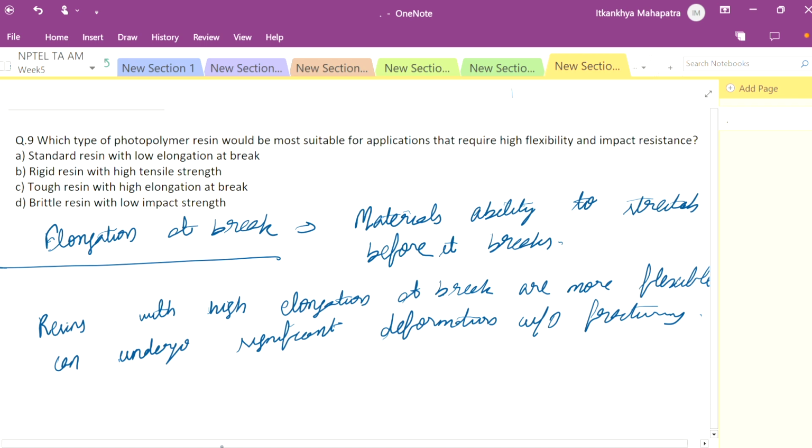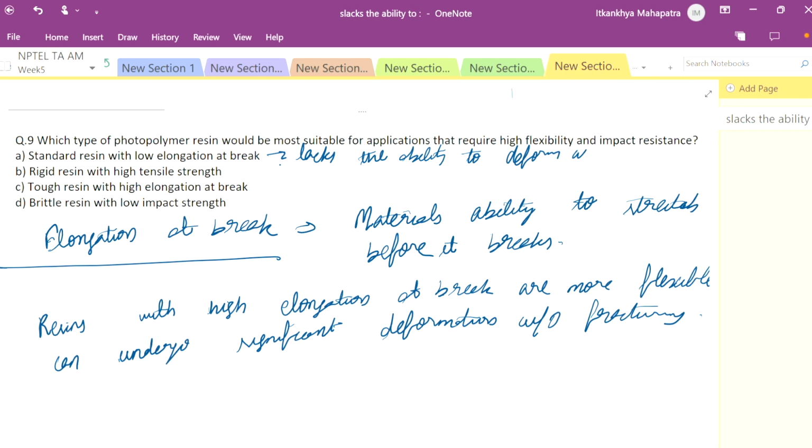Now, what happens with resins with low elongation at break? This would not be suitable for applications requiring high flexibility and impact resistance, as it would lack the necessary ability to deform without breaking.